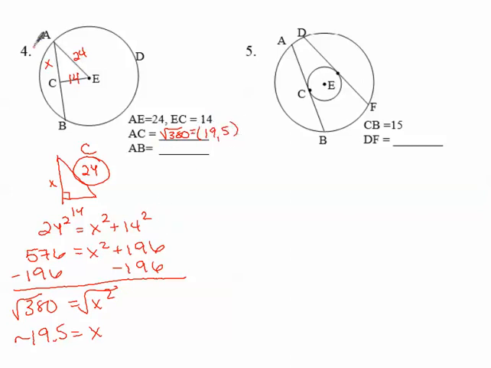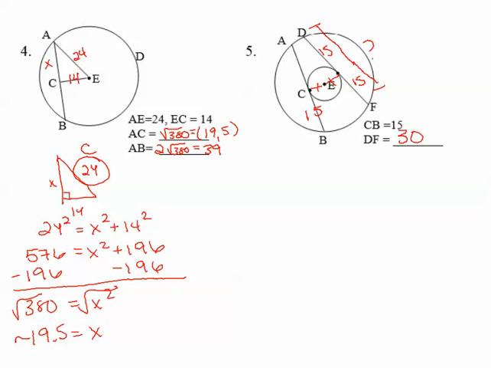Now, for AB, it's twice as long, so I could say 2 times the square root of 380, or 19.5 times 2, which is just 39. Now, number 5, it says CB is 15. DF, the whole thing, how big is it? Because there's a little circle, my radii all have to be the same, so I know they're equidistant. So if this is 15, this is 15, this is 15, and the whole thing is 30.